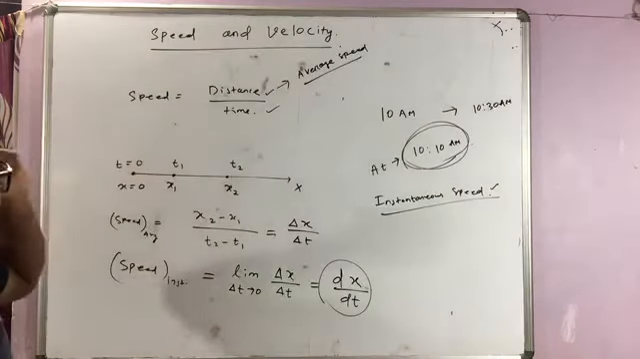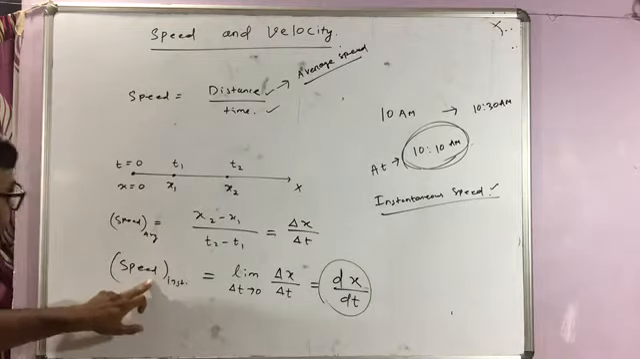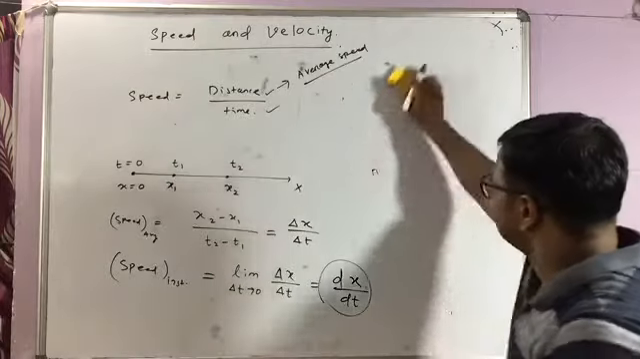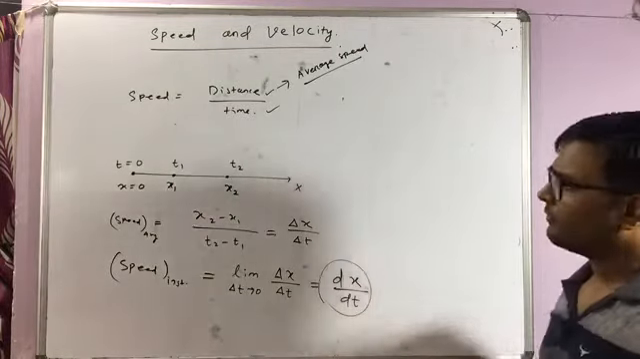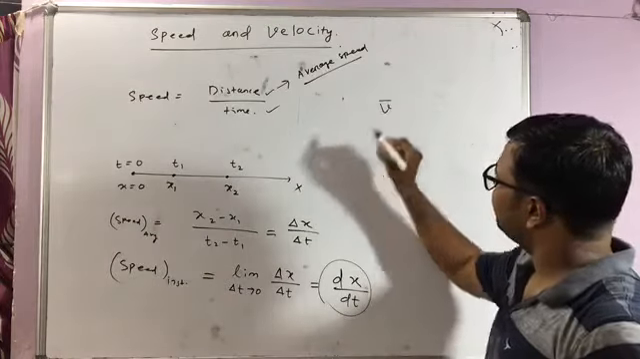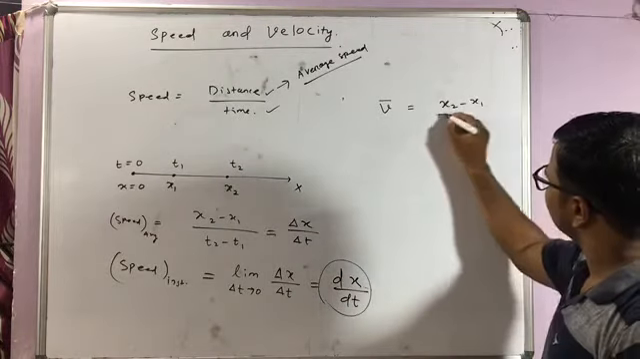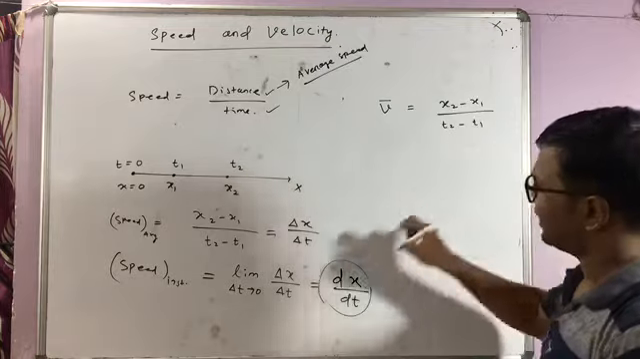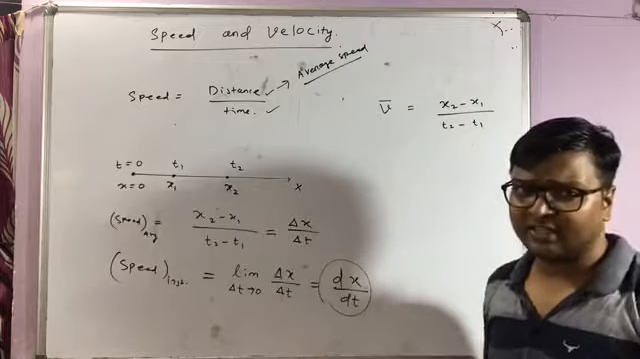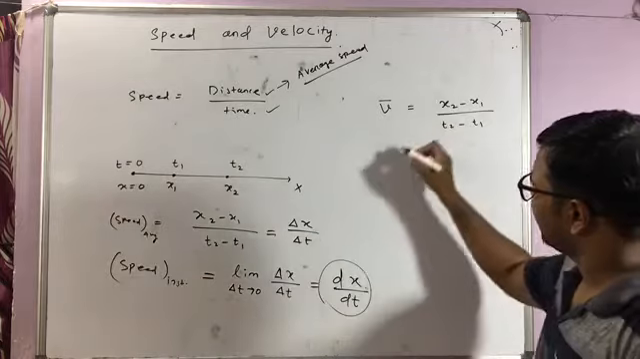Similarly, what I have defined for speed, average speed and instantaneous speed, is also applicable for velocity. For velocity, the symbol used is v bar for average velocity, which is x2 minus x1 by t2 minus t1. The only difference is it is a vector quantity and that's a scalar quantity. Clear? V bar is equal to x2 minus x1 by t2 minus t1.